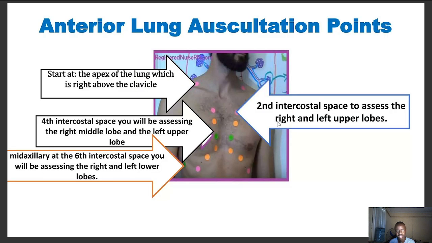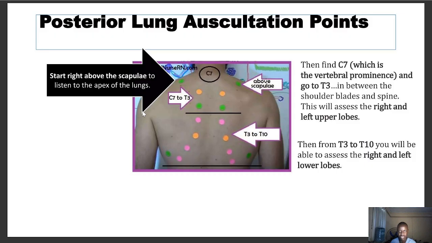So that's how we do the points, the way we just talked. We start from the apex, then we move to the second intercostal space, then the fourth intercostal space, then the mid-axillary sixth, and we talked of the points where we are auscultating. Then the posterior, that's how we do.